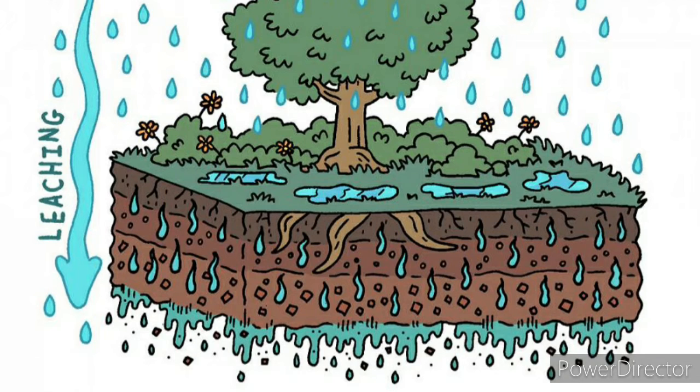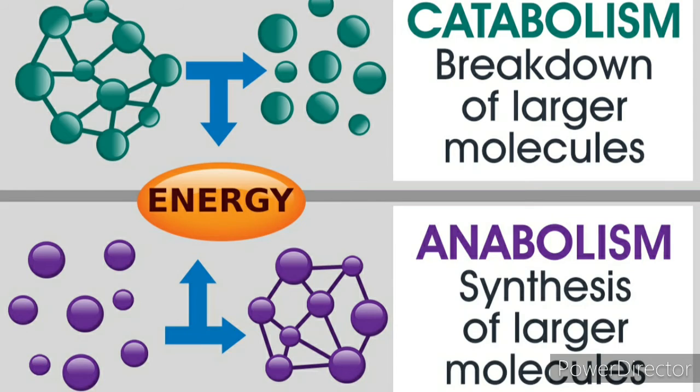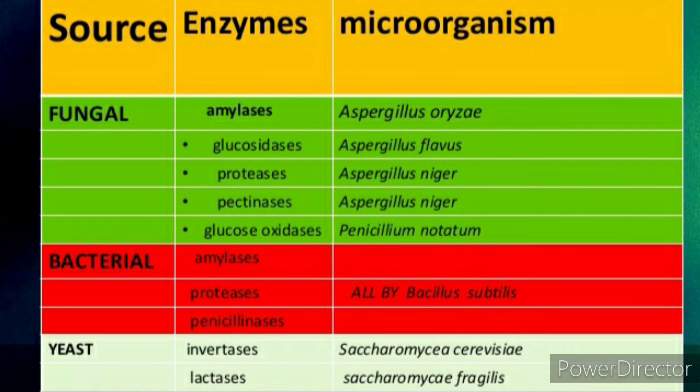Step 2, leaching, is the process by which water-soluble nutrients move downwards to the soil horizon and are precipitated as unavailable salts. Step 3, catabolism. It is the breakdown of detritus into simple inorganic nutrients by the action of bacterial and fungal enzymes.